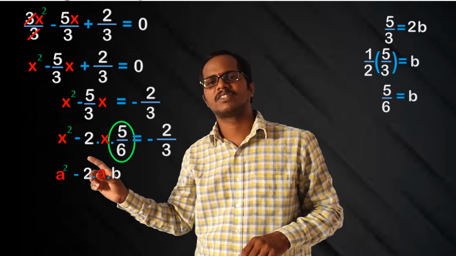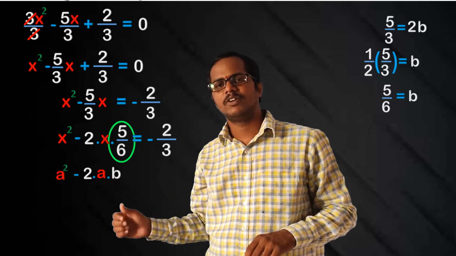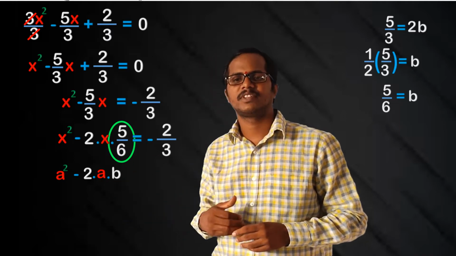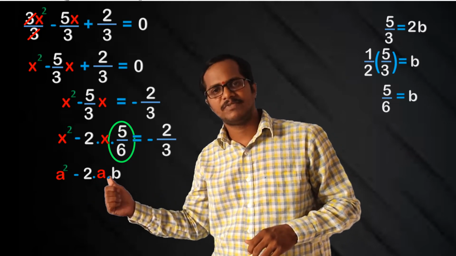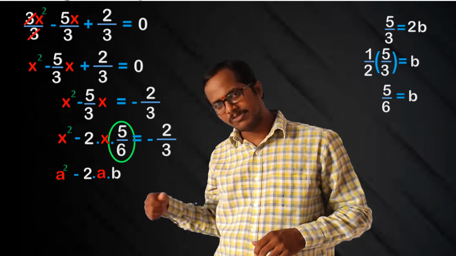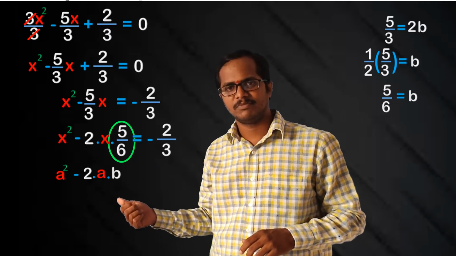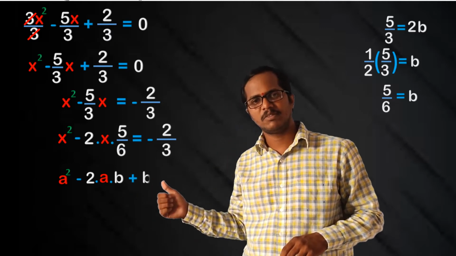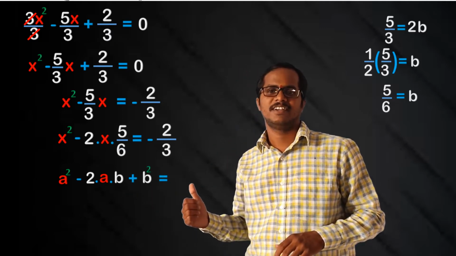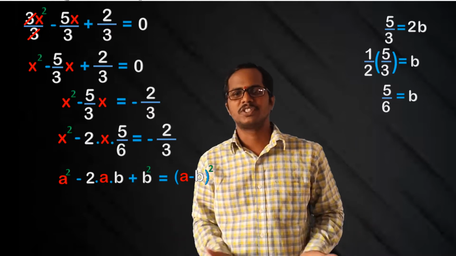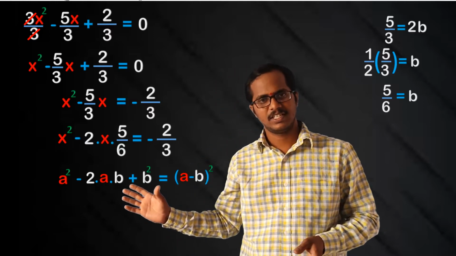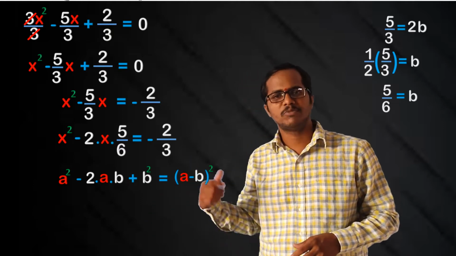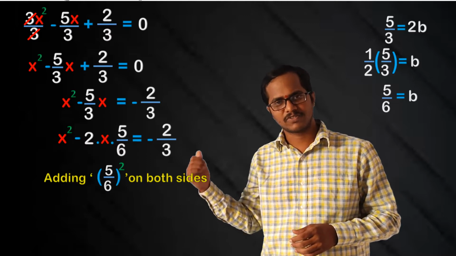Now it is in the form of a square minus 2ab. Now to make this a perfect square, which term should be added to this? As it is in the form of a square minus 2ab, we have to add the b square term, so that we get a square minus 2ab plus b square here. A square minus 2ab plus b square is equals to a minus b whole square. So to make this a perfect square, we have to add 5 by 6 whole square on both sides. So let us add 5 by 6 whole square on both sides.